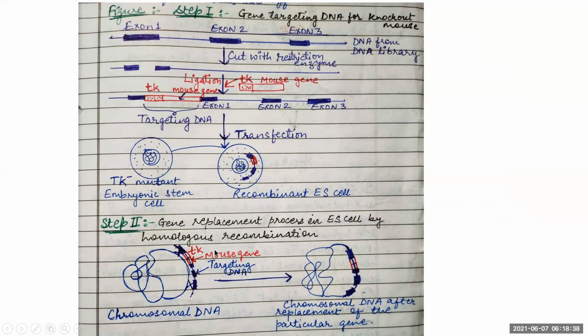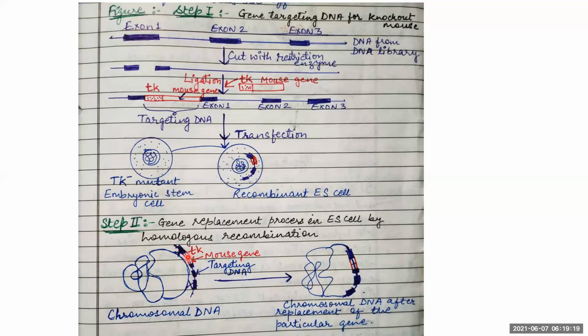Now what will happen? Gene replacement process in embryonic stem cell by homologous recombination takes place. So the gene replaces. This is the chromosomal DNA of the embryonic stem cell. Now, the chromosomal DNA has a functional gene on it. Now, this is the targeting DNA. This targeting DNA has a non-functional gene. Okay, and the flanking regions are identical. The flanking regions present with the targeting gene have similarity with that of the chromosomal DNA because both are from mouse DNA.